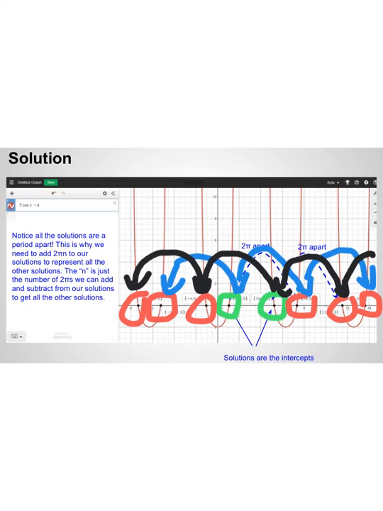So you can see that we can get all our infinity answers represented by adding on just the piece 2 pi n to the two angles that we found. When we do this, this is known as our general solution.